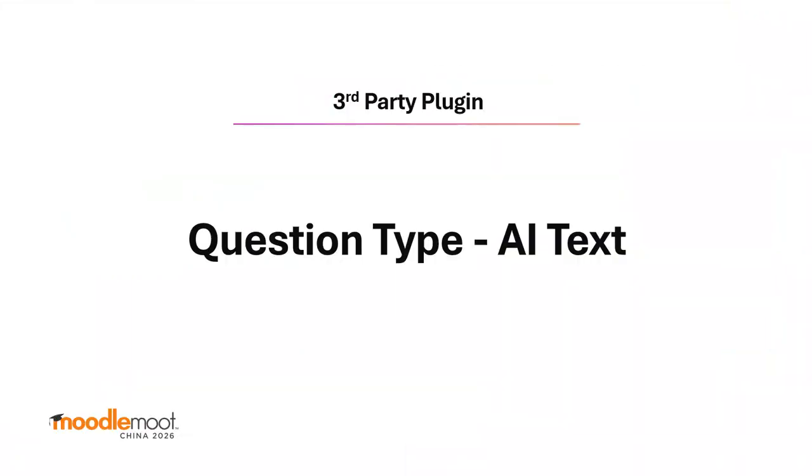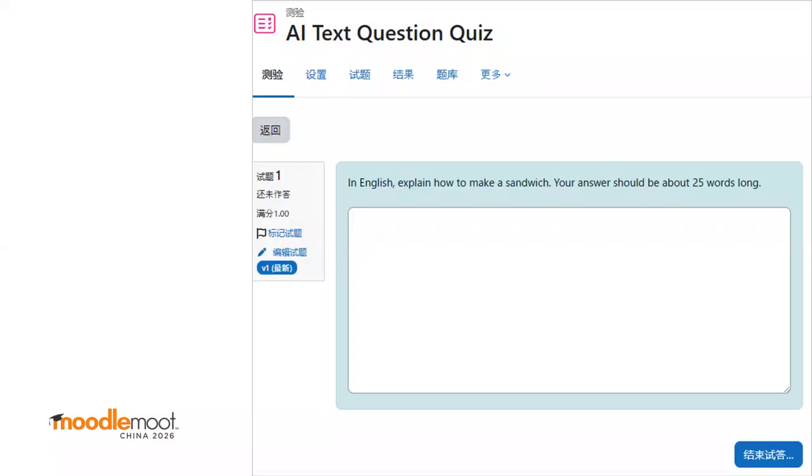Okay, the next plugin I want to talk about is a plugin called AI Text, and it's a question type. When you create a quiz, you'll be able to create an AI text question in the quiz. I'll first have a look at what the question looks like from a student's perspective when we're doing it, and then we'll go and look at how it's made up.